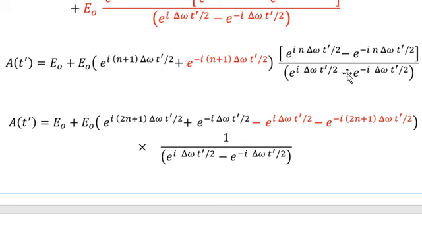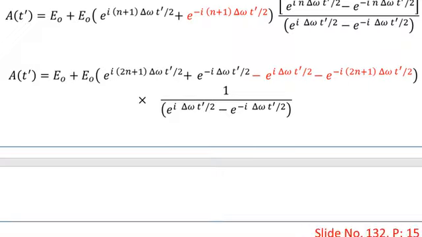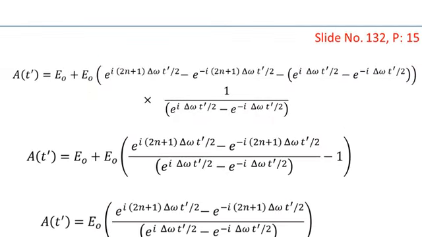And this factor which was in the denominator, I have written as such, that is e to the power iota delta omega t prime divided by 2 minus e to the power minus iota delta omega t prime divided by 2. So now I can simplify the result in the numerator. I can combine these two terms. The rest of these terms are here.